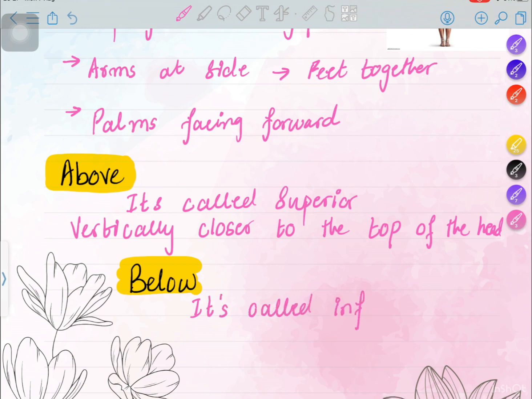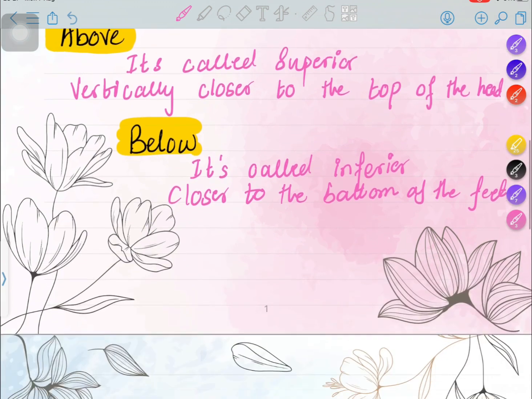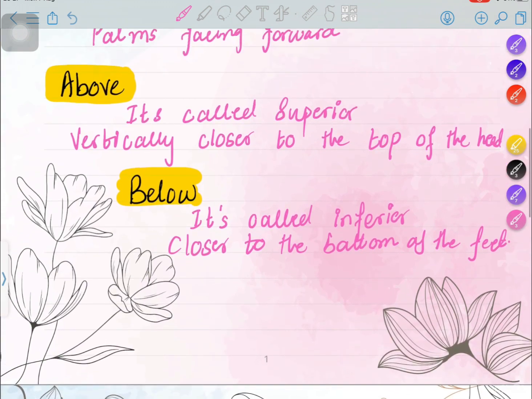When it comes to below, automatically it should come into your mind. If that is superior, this is going to be inferior, correct? Inferior means that it is close to the bottom of the feet. Any part I'm talking about, when I say the word inferior with it, means it is closer to my feet. So my legs are inferior, which means they are closer to my feet. My knees are inferior, which means they are closer to my feet.